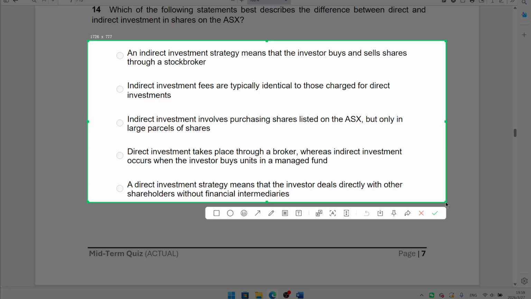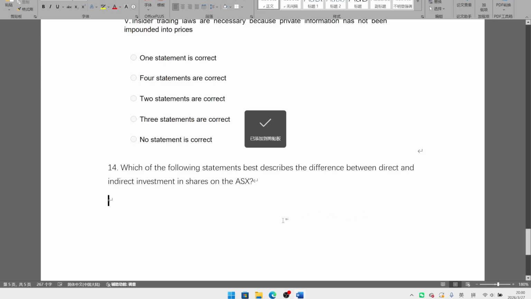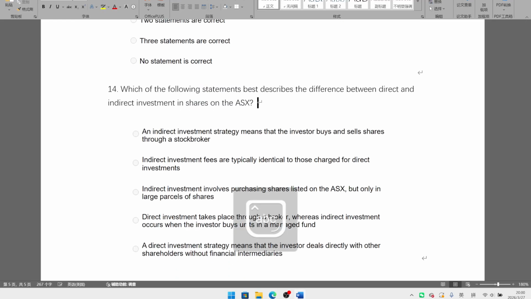So what is direct investment? Direct investment does not depend on whether you use a broker. It means that the portfolio you buy. So I'd like to choose D as my answer.